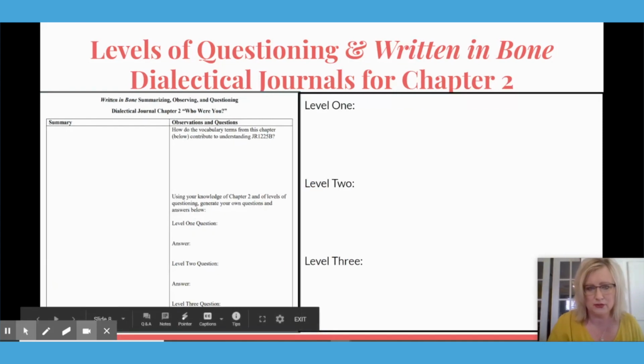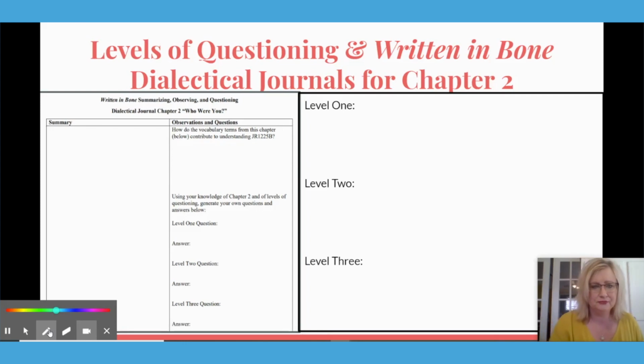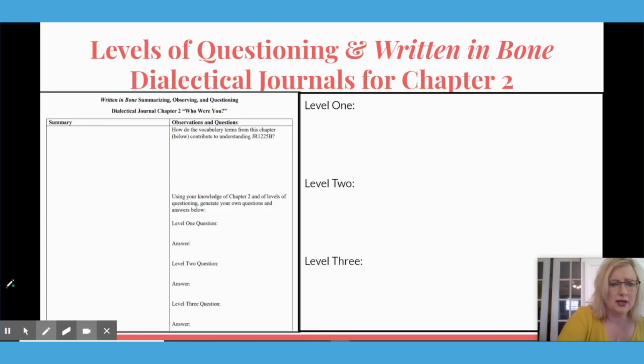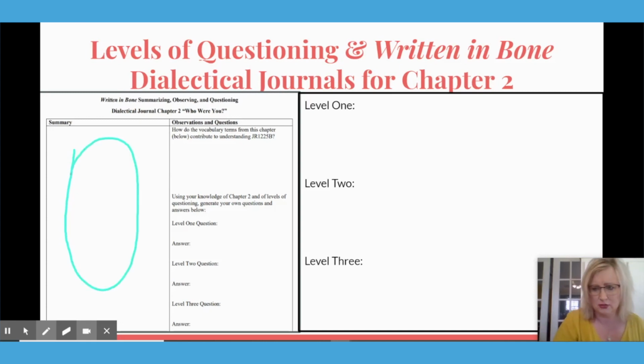We are going to move to Chapter 2 for Written in Bone. And if you will notice here, in addition to the summary section, which is again left open for your students, there is a quick question about vocabulary.